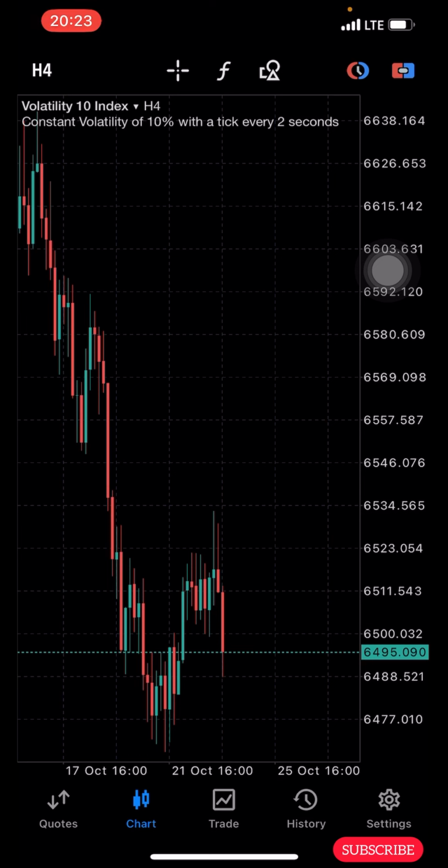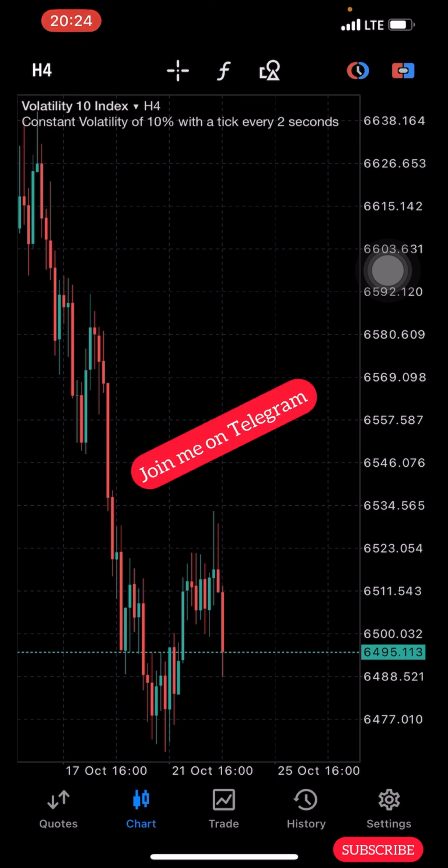I came to the 4 hours to do my analysis, and it's going to be a top-down analysis. In this analysis I'm going to be using only support and resistance zones. There will be no trend lines and all that, only support and resistance. This kind of analysis works best in a ranging market, when the market is ranging, not trending in one direction. This strategy works very well in a ranging market.